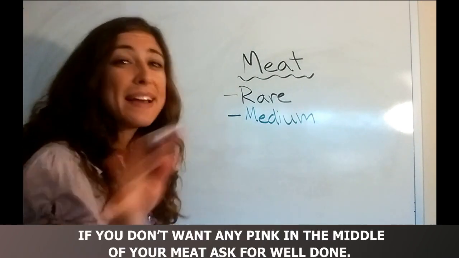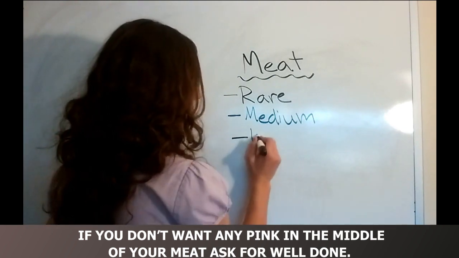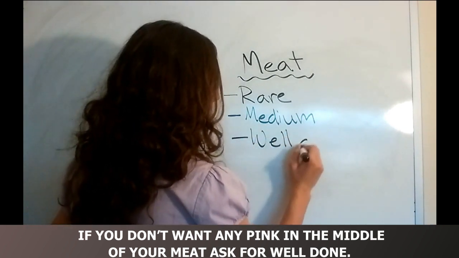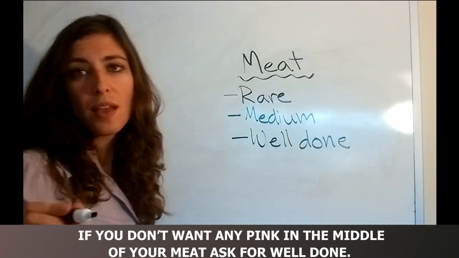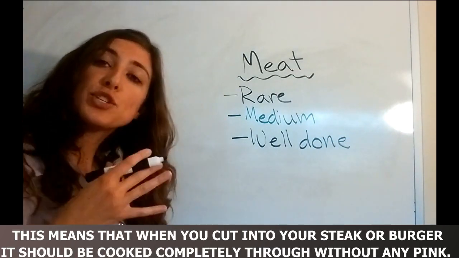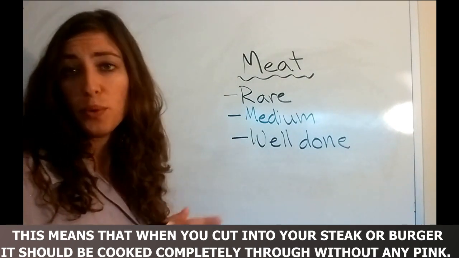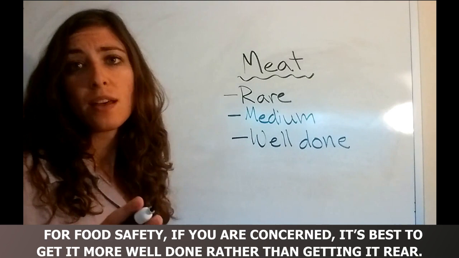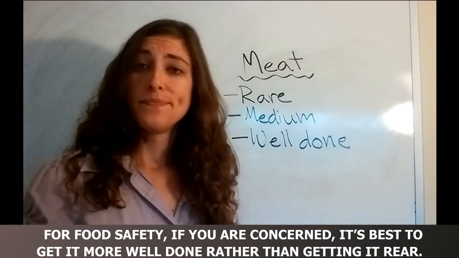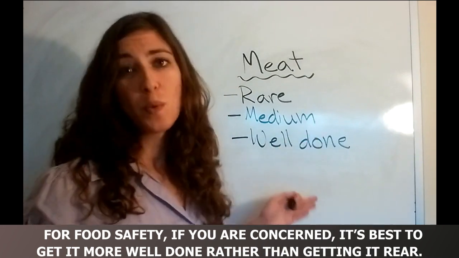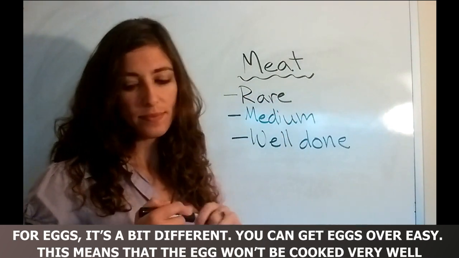If you don't want any pink in the middle of your meat, ask for well done. This means that when you cut into your steak or burger, it should be cooked completely through without any pink. For food safety, if you are concerned, it's best to get it more well done rather than getting it rare.